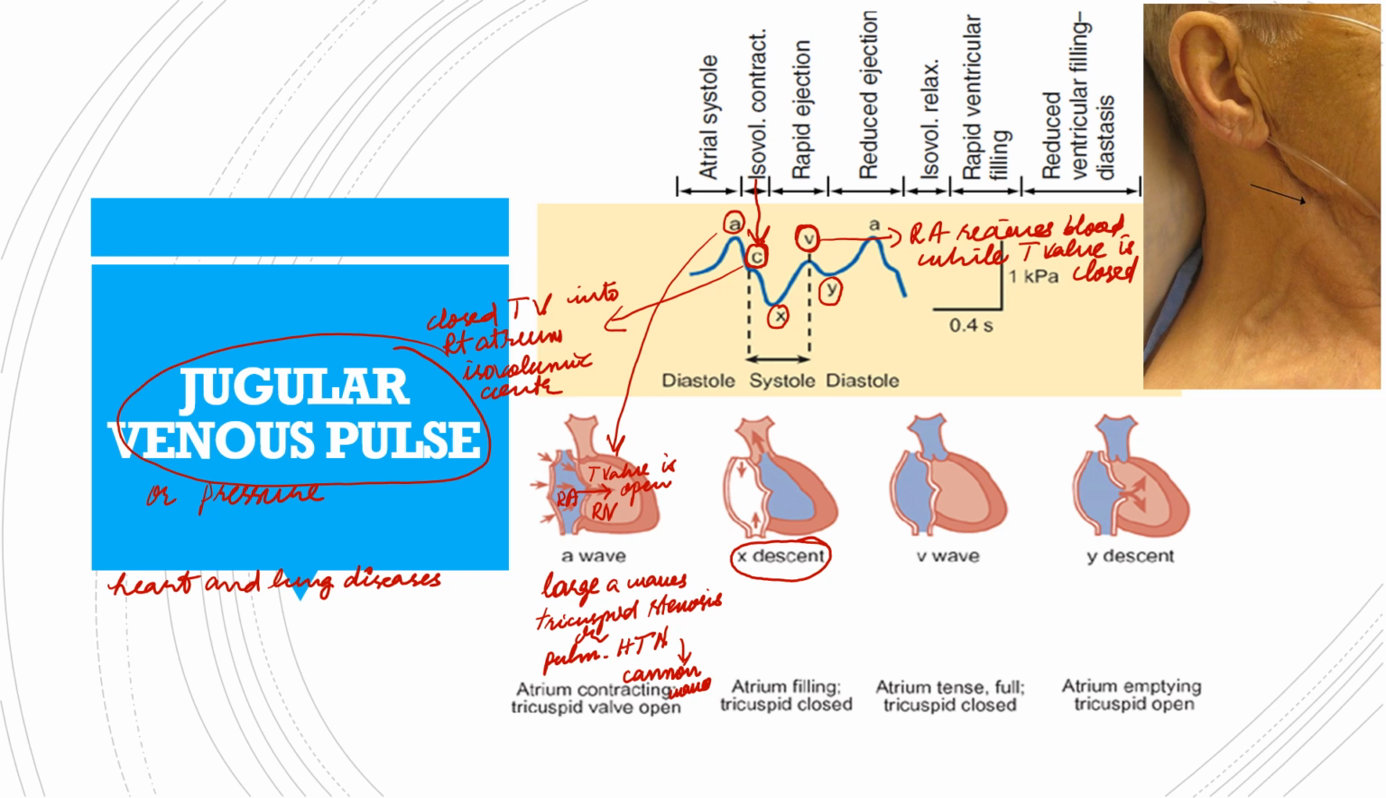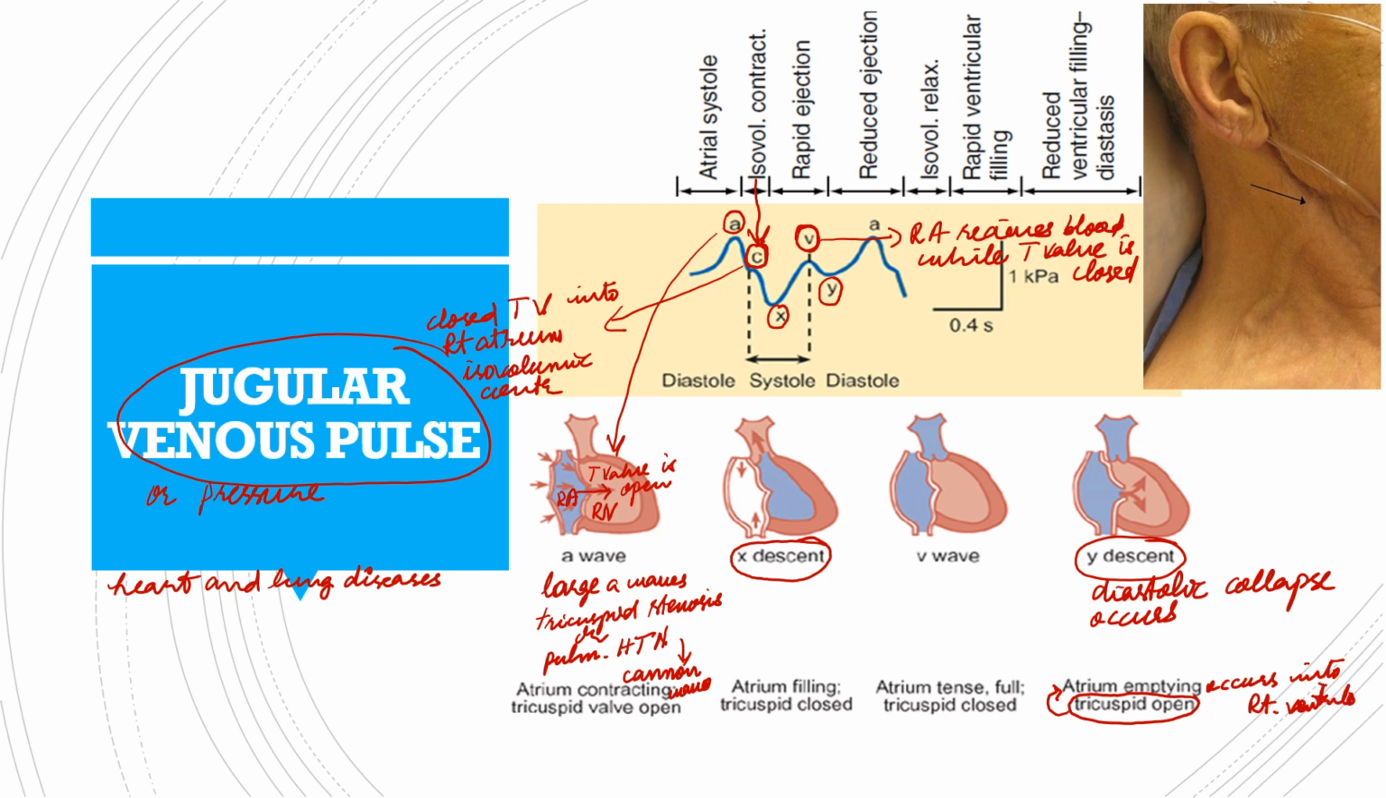The Y descent or diastolic collapse occurs when the tricuspid valve is opened and the right atrium empties into the right ventricle.